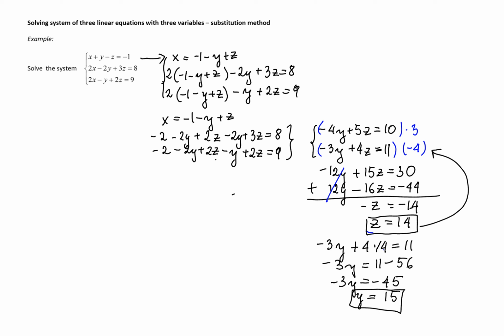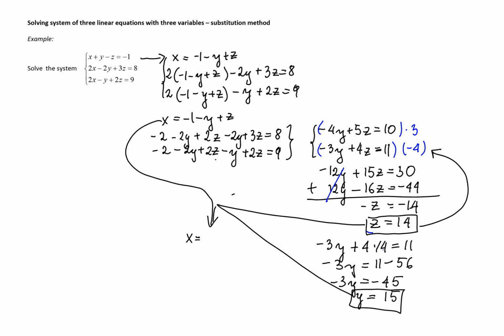Since we have the value of z and the value of y, we can use the first equation that we solved for x and find the value of x. The x is going to be -1 minus y, which is 15, plus z, which is 14, and therefore x equals -2. We solved the system; we got values for x, y, and z that satisfy each equation. The solution of the system is a triple of numbers: x equals -2, y equals 15, and z equals 14.